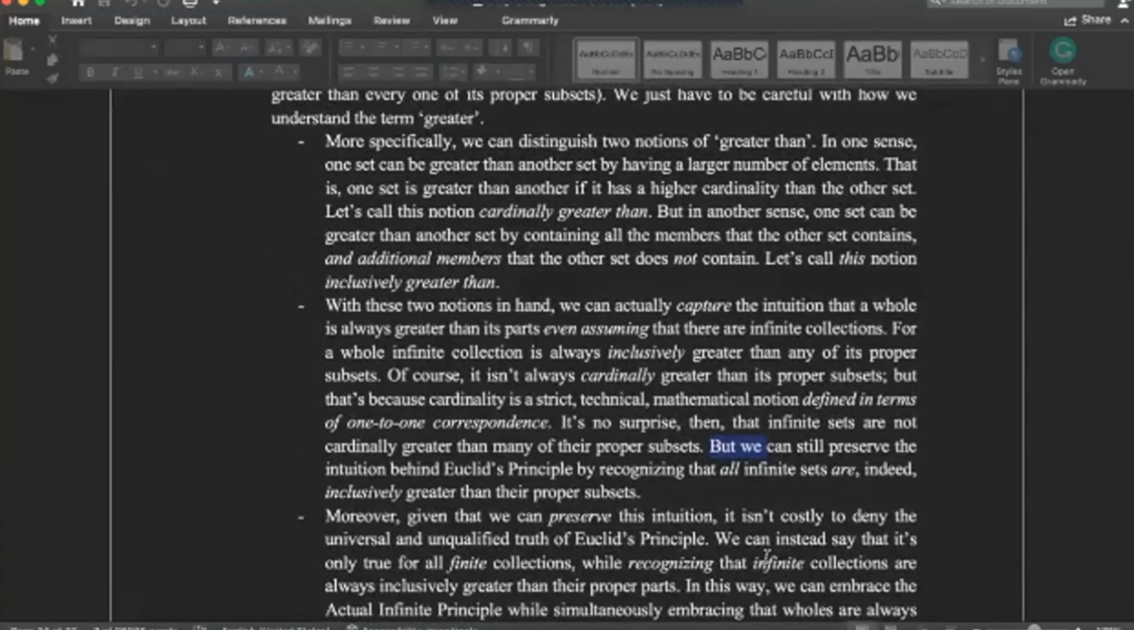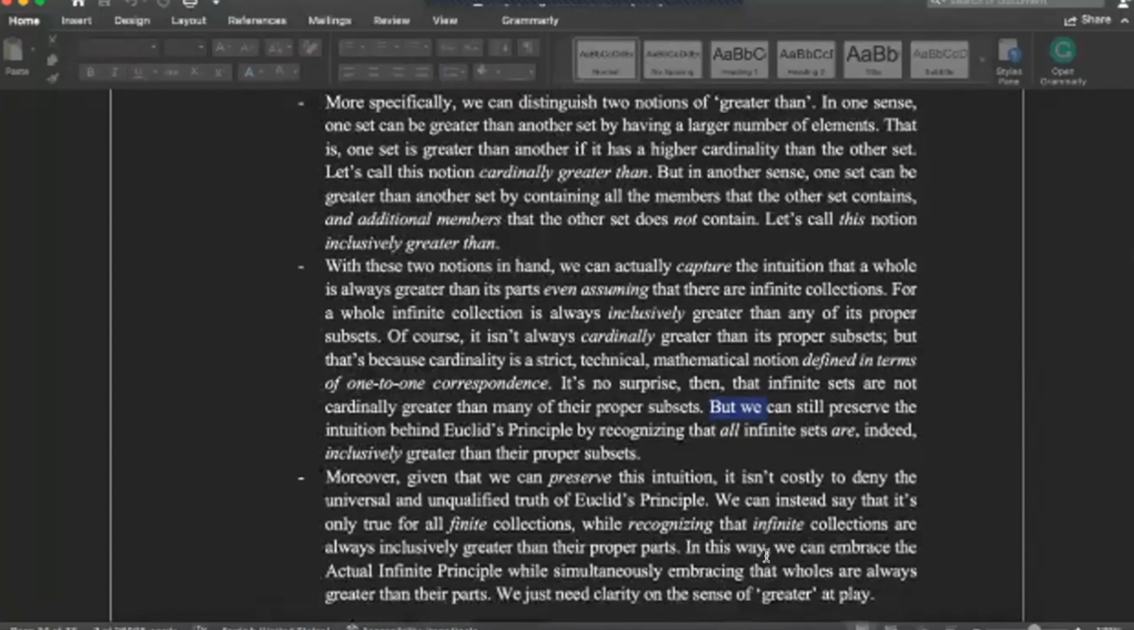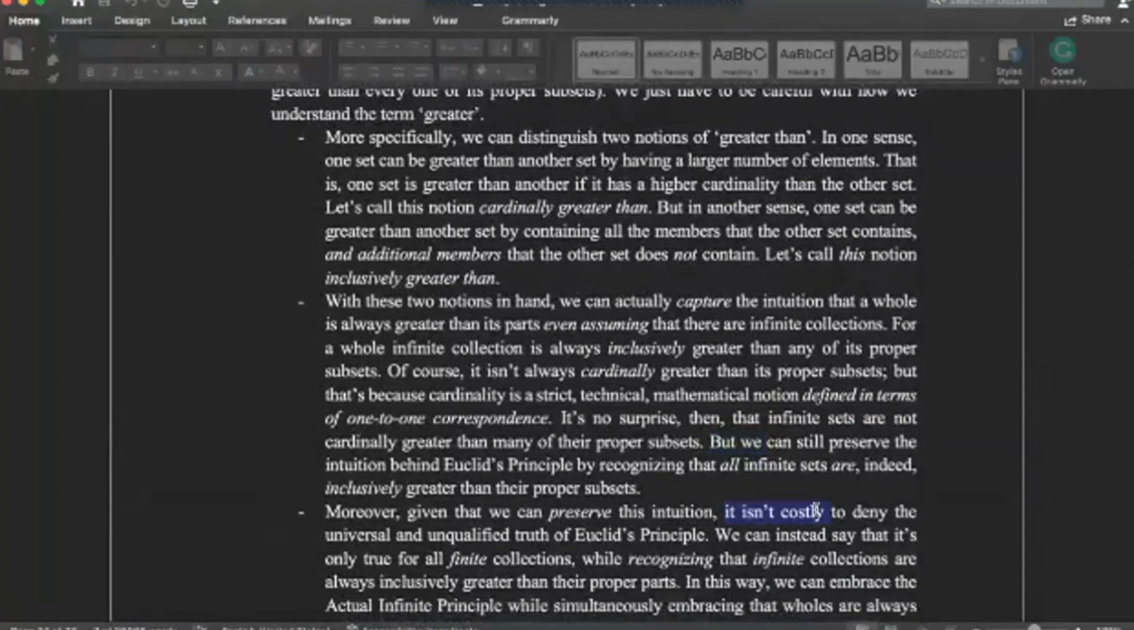Moreover, given that we can preserve this intuition, it isn't costly to deny the universal and unqualified truth of Euclid's principle. We can instead say that it's only true for all finite collections, while recognizing that infinite collections are always inclusively greater than their proper parts. In this way, we can embrace the actual infinite principle, while simultaneously embracing that wholes are always greater than their parts. We just need clarity on the sense of greater at play. And so in that case, it actually isn't costly at all to deny the universal and unqualified truth of Euclid's principle, since we can preserve the intuition that was behind it.